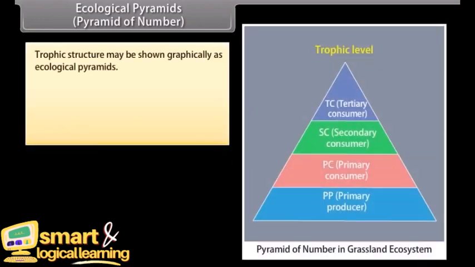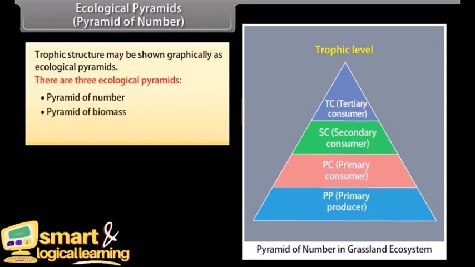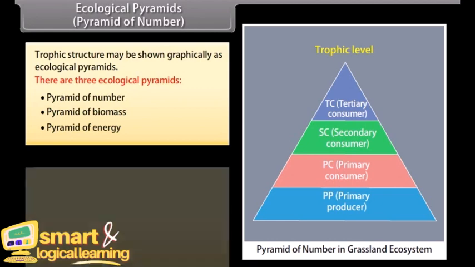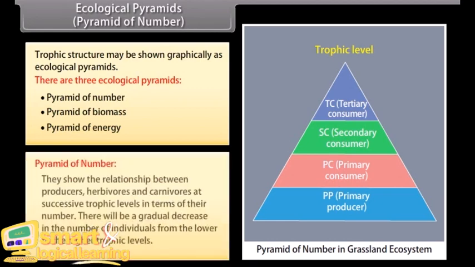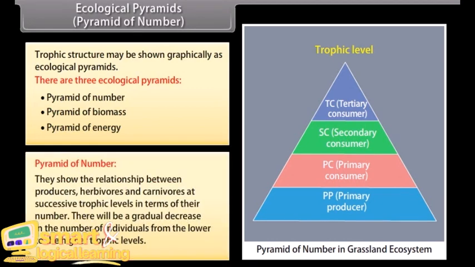Ecological pyramids. Pyramid of number. Trophic structure may be shown graphically as ecological pyramids. There are three ecological pyramids. They are pyramid of number, pyramid of biomass, pyramid of energy. Pyramid of number. They show the relationship between producers, herbivores and carnivores at successive trophic levels in terms of their number. There will be a gradual decrease in the number of individuals from the lower to the higher trophic levels.